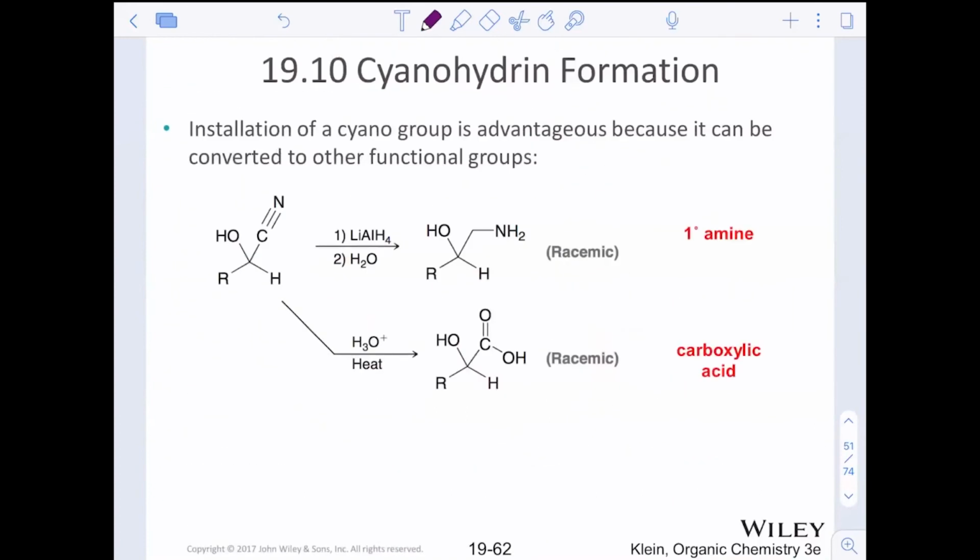Cyanohydrin formation is also very good to use with lithium aluminum hydride or hydrolysis. These you do not need to know the mechanism for, but it is good to know the transformations. Lithium aluminum hydride will react with the cyano group, the nitrile, and it reduces that carbon nitrogen triple bond to a carbon nitrogen single bond and puts hydrogens everywhere. So there you have it. It becomes an amine, a primary amine. H3O plus will make that carbon nitrogen triple bond into a carboxylic acid. Again, transformations only, please.